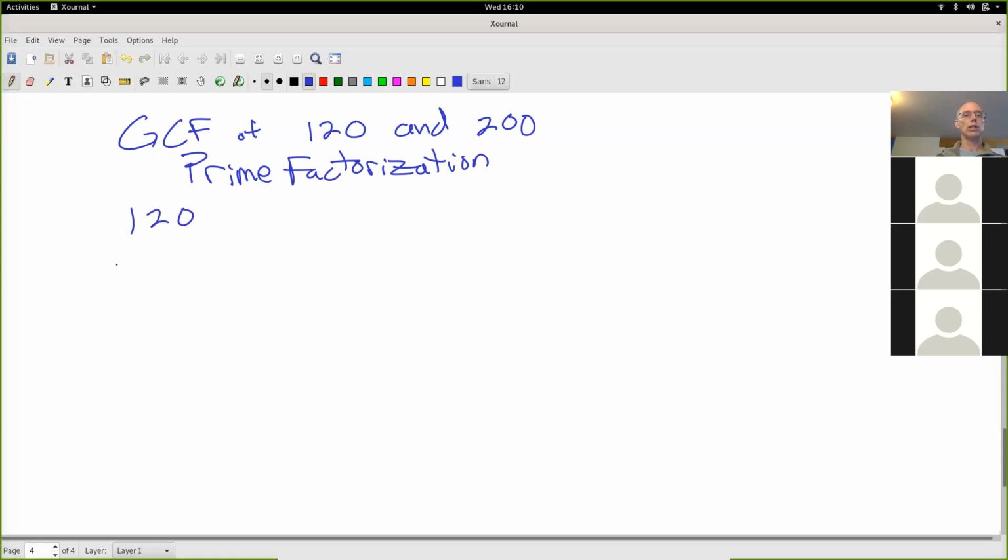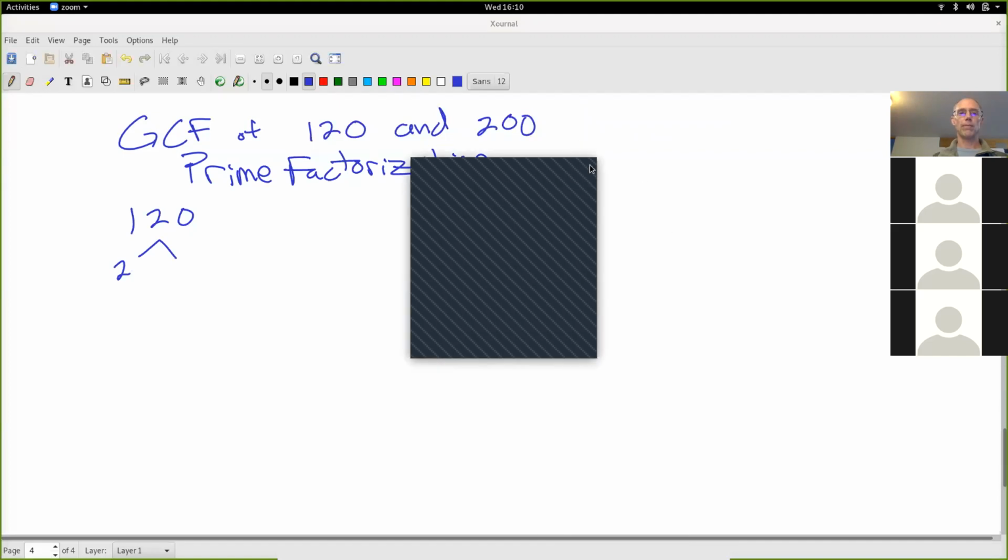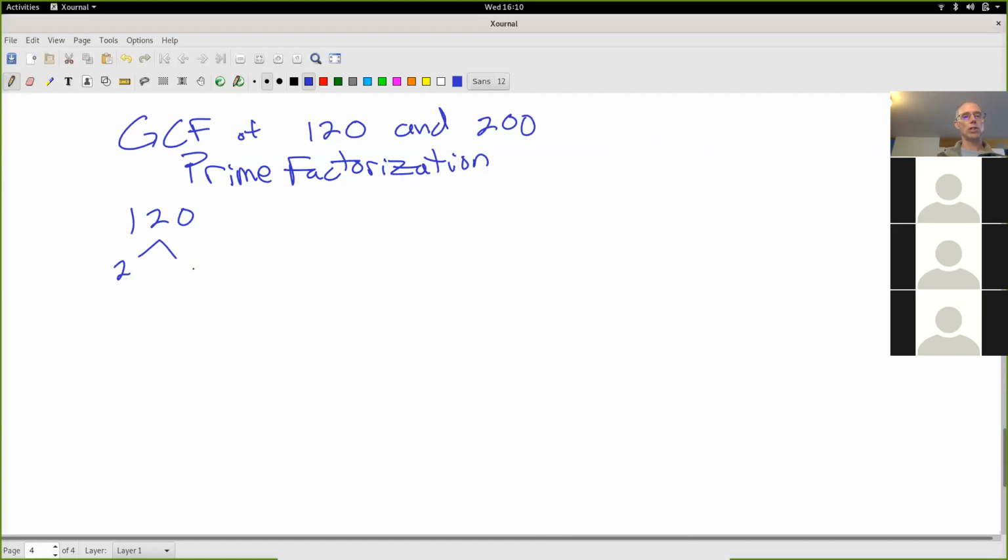So 120, and make yours any you like. Somebody have a question? Not at the moment. Okay. So let's see, 2 goes in there 60, 2 goes in there 30, 15, 3 times 5. So it looks like 120 is 2 cubed times 3 times 5. And then 200.